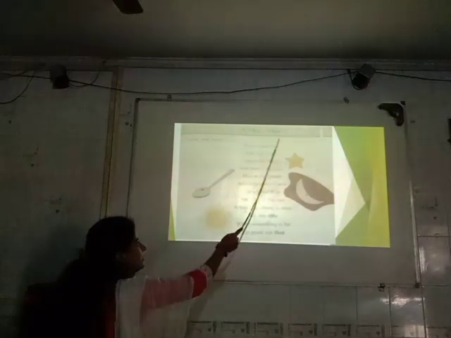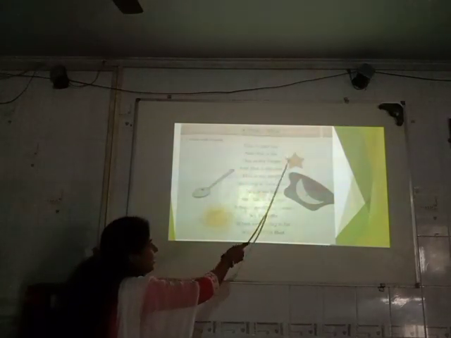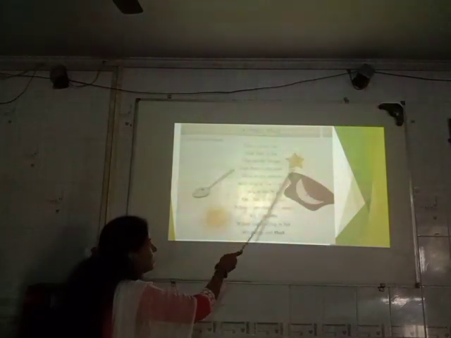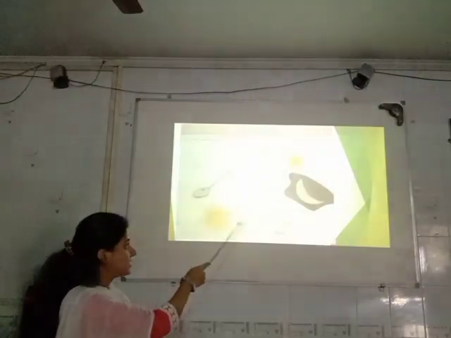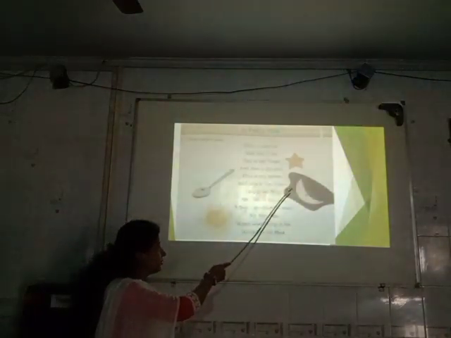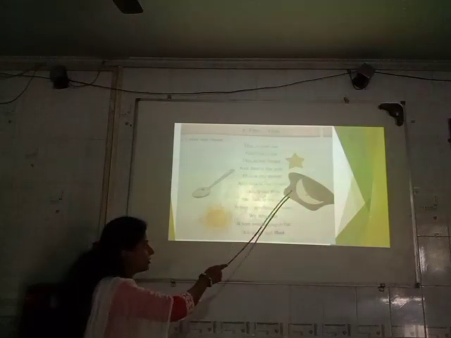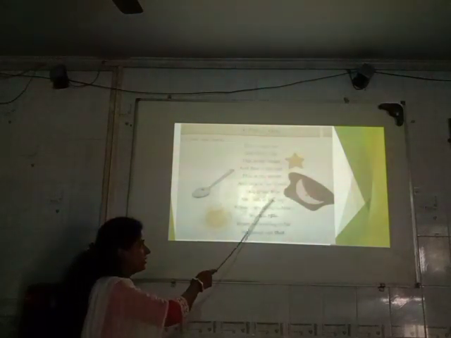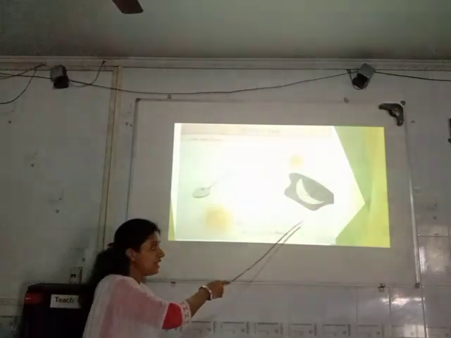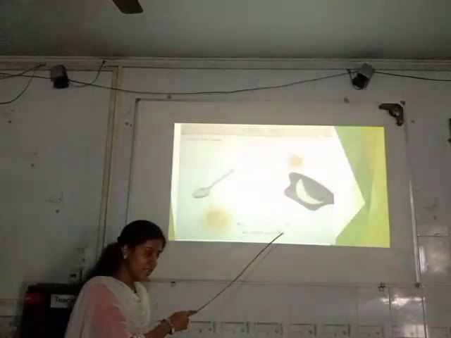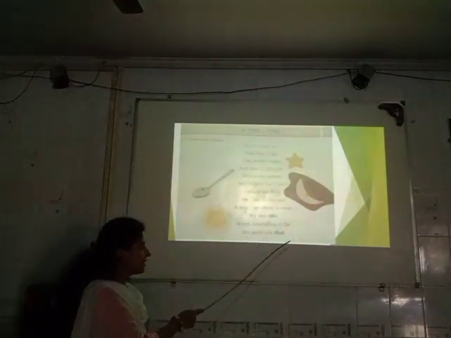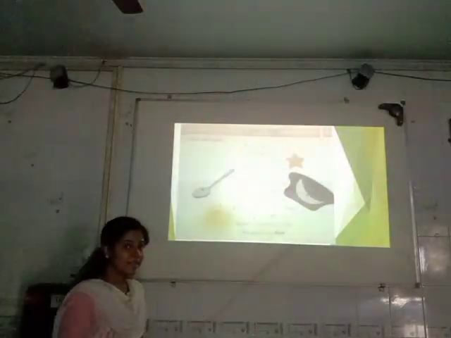This, that. This is near me and that is far. This is my finger and that is the star. This is my spoon and that is the moon. This is my one and that is the sun. When something is near, we say this. When something is far, we point out that.